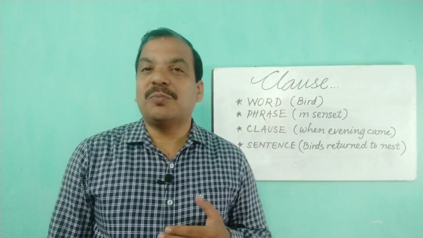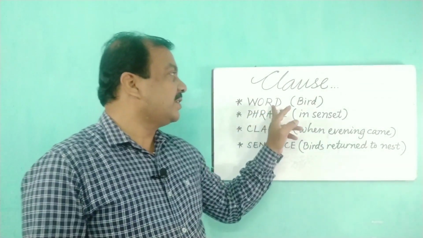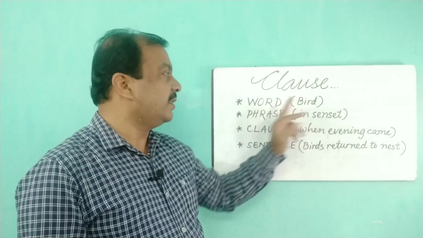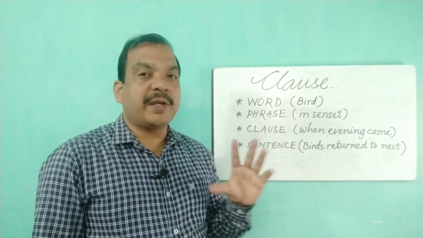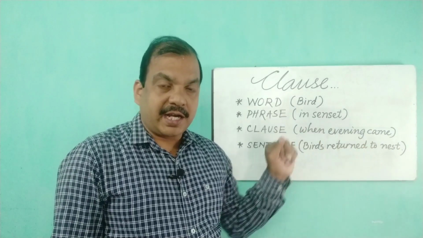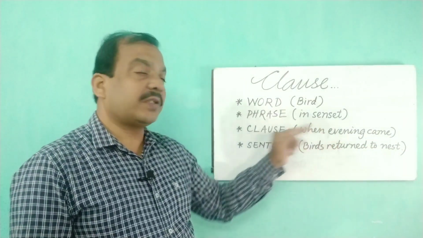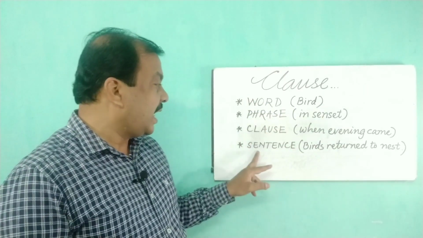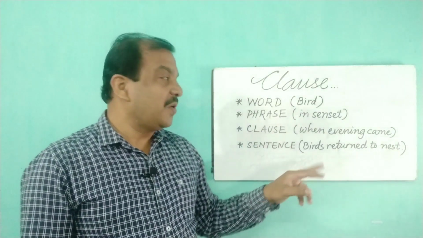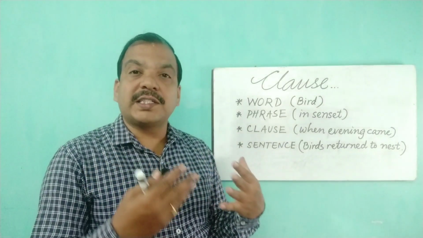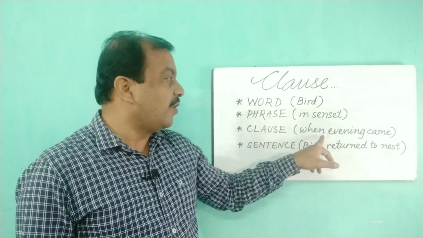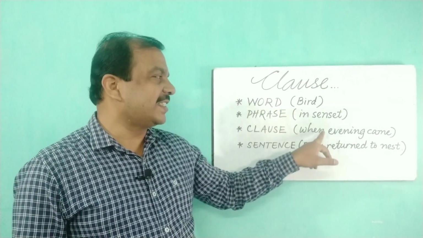So finally, we may sum up our class in one or two minutes. As we discussed, a word is an alphabet or group of alphabets having a complete sense, like bird. When we find a group of words having its own complete sense, it is called a phrase. And a clause, when evening came, we have taken a dependent clause, subordinate clause or sub-clause that depends on the main clause to have its own complete sense. And finally, a sentence: birds return to the nest, with a full stop. With a full stop, because we can have a full stop when there is a sentence having its own complete sense independently. So here we do have the full stop. This is a sentence. All the clauses cannot be sentences, but all the sentences can be clauses.